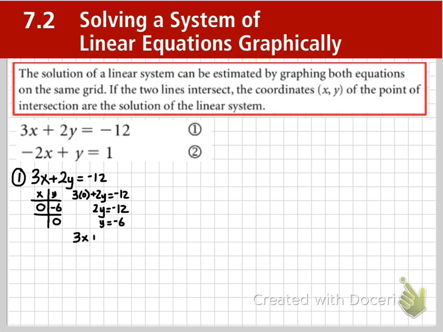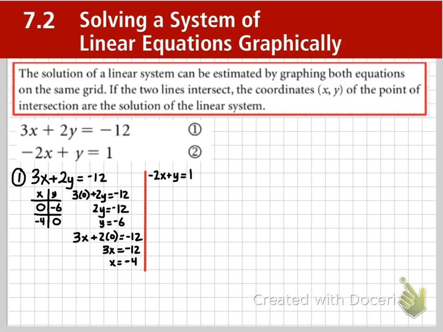Now we'll try when y is equal to 0. 3 times x plus 2 times 0 is negative 12, which means 3x is negative 12, and dividing both sides by 3, x will equal negative 4. So there's 2 points for that graph.